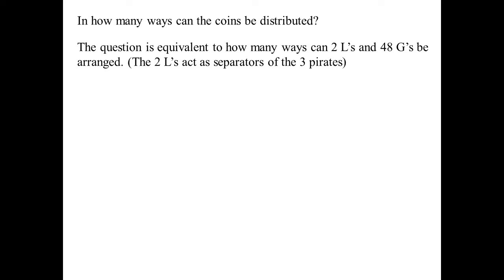So if you think about it, let's convert this problem into a more familiar problem. Instead of coins, let's call them letters. And those letters are going to be L and G. So how many ways can 2 L's and 48 G's be arranged in a line? Because when I've got them in a line, is that any different to a pirate coming along and picking the first one, then the next one, then the next one? So the 2 L's are acting as what we call separators between the pirates' treasure.